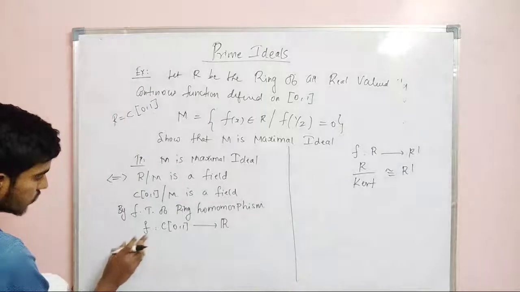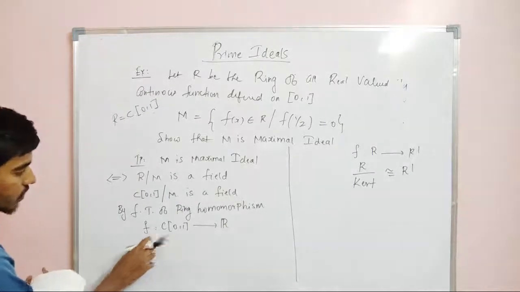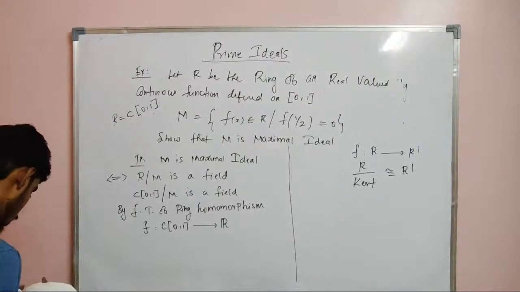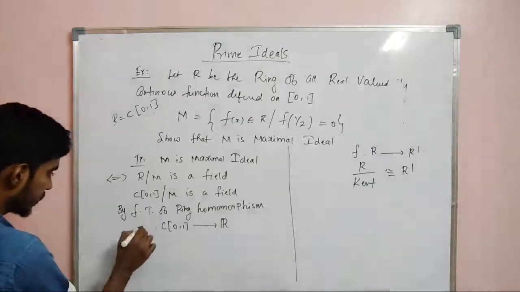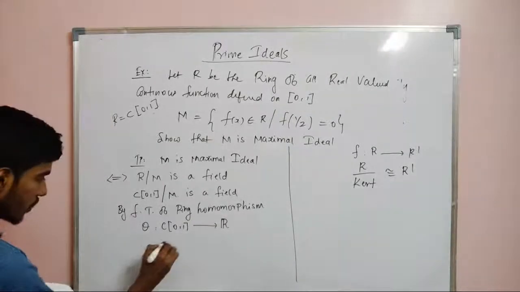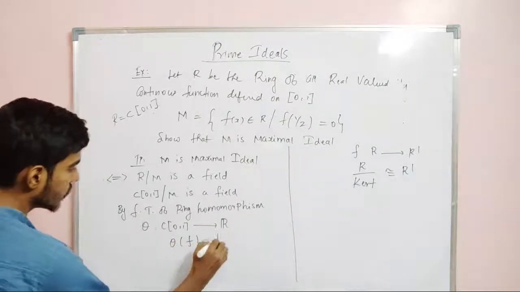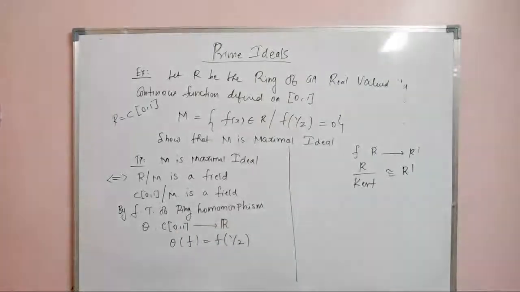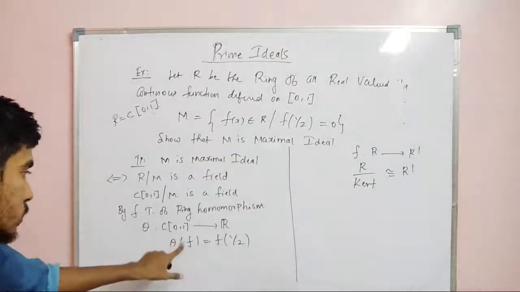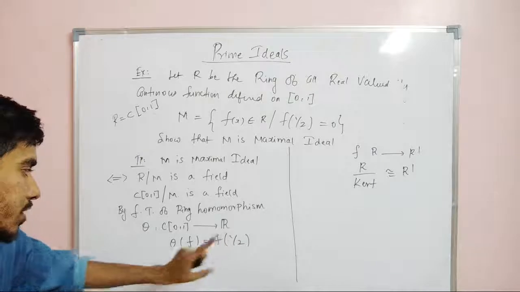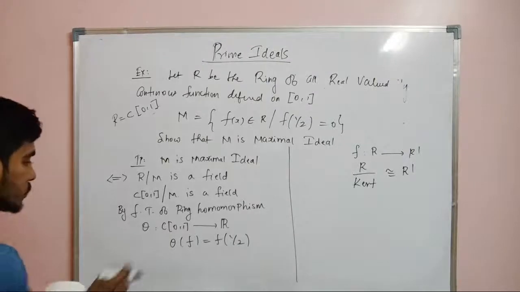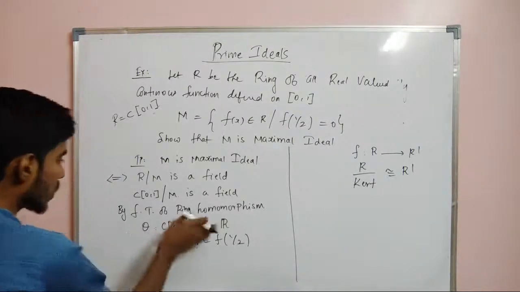First, suppose F is a homomorphism. I'm going to define a map F from C of [0, 1] to R. Let us say it is theta. Let us say I'm going to define a map theta from the closed interval [0, 1] to R by theta of F is equal to F of 1 by 2. This is the map I'm defining, right? Whatever function you take from the closed interval [0, 1], it substitutes the value F of 1 by 2, so this F of 1 by 2 will be a real number. This is the homomorphism that I am defining from the closed interval [0, 1] to R.